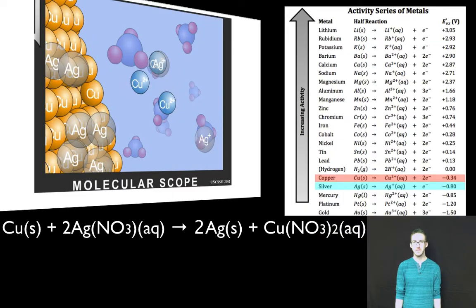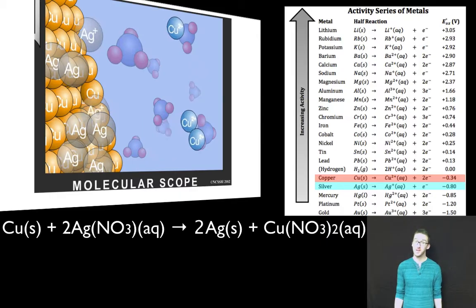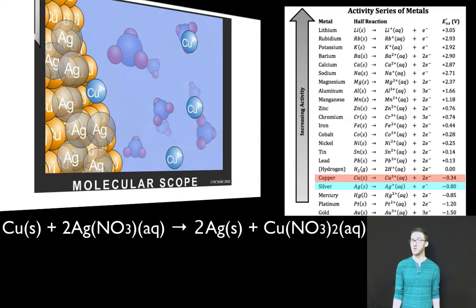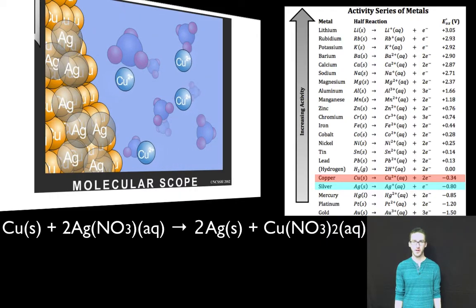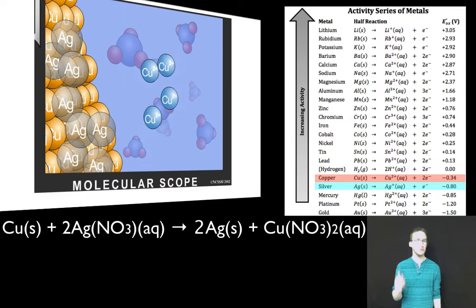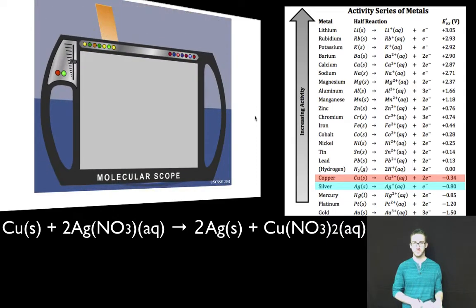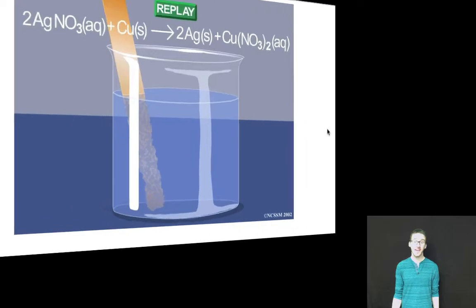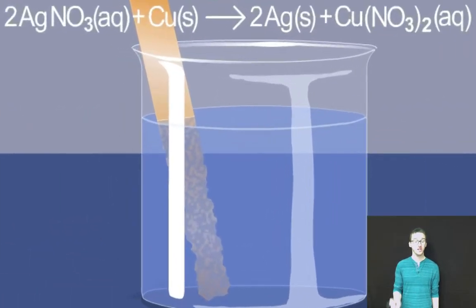Boom. Copper, more likely to lose its electrons than silver. Another way to think about this, silver is more likely to gain electrons than copper. But we'll talk about that later. Notice at the macroscopic level, your copper strip has begun to dissolve as that copper loses electrons and floats into solution as copper ion. And the silver has sort of fallen out of solution as it got kicked to the curb by copper.